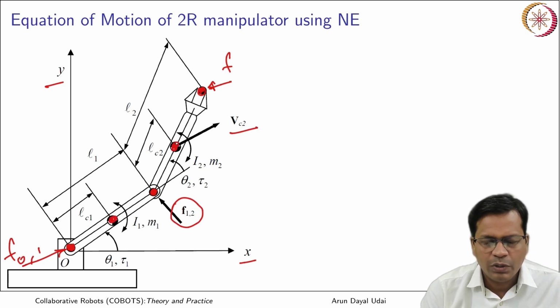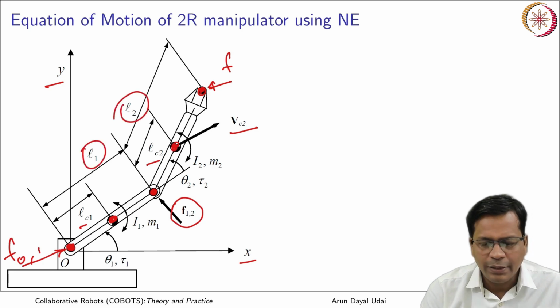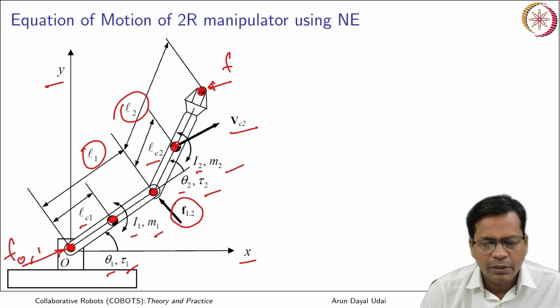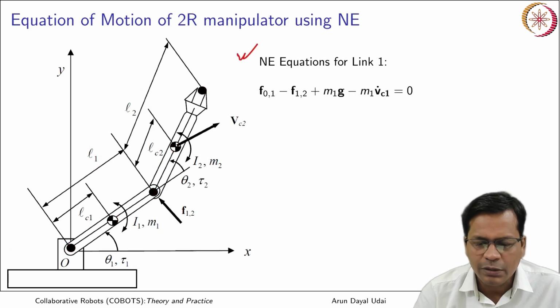If I assume links to be homogeneous, the center of mass resides exactly at the center. LC1 and LC2 are the distances of center of mass from one end. L1 and L2 are the link lengths. Theta 1 and theta 2 are the joint angles and corresponding joint torques are tau 1 and tau 2. M1 and M2 are their masses and I1 and I2 are the moments of inertia about the center of mass of those links. So, forming Newton-Euler equation here for the first link first.